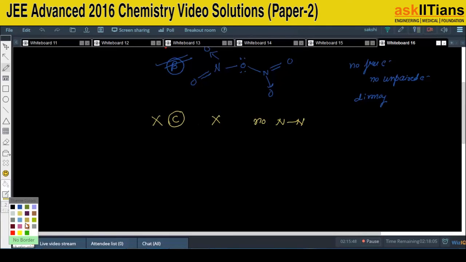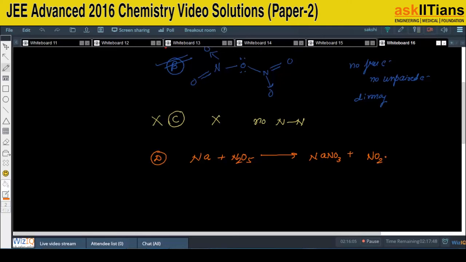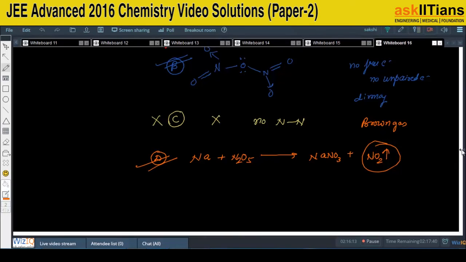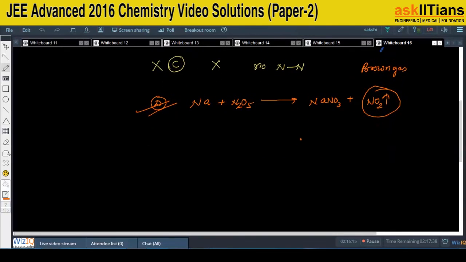And if I ask you to come over to the last option, option D, it says that sodium will react producing a brown gas. So sodium is going to react with N2O5. Again, this is correct because sodium will be forming NaNO3 and NO2. Now NO2 by nature is brown in color, and hence we can say that option D is also correct. So for this multiple correct answer question, option B and option D are the correct options for this particular question.